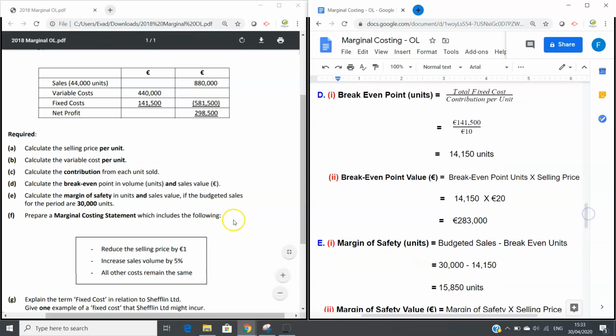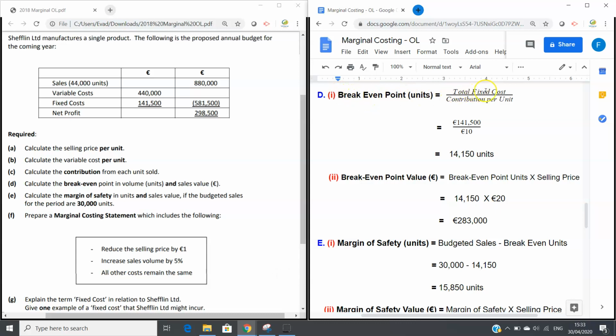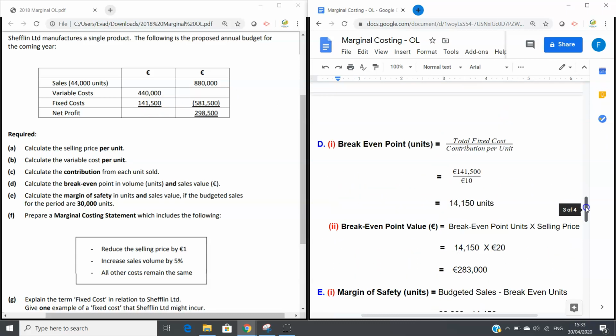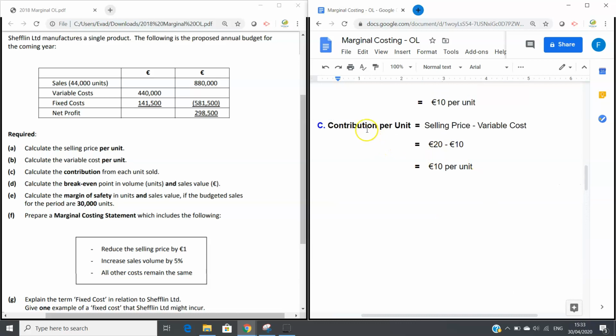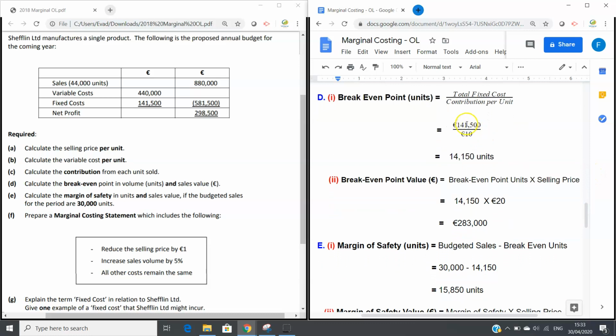Okay, so we move on to part D. Part D asks us to calculate the break-even point in units and sales value. So there's two parts of that question. So in units and in sales value. First of all in units, the break-even point in units, the formula is total fixed costs over contribution per unit. So the fixed costs are 141,500, and the contribution per unit, calculated a second ago, €10. So divide the two in and your answer is in units.